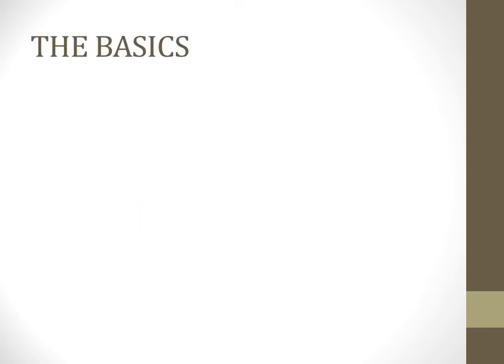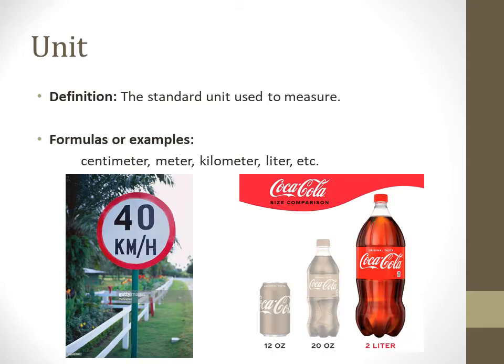So we will start with some basic information, the basics. All right, everyone, we will begin here with unit. A unit is the standard unit used to measure. Some examples include centimeter, meter, kilometer, liter, ounce, etc. And we see these every day, right? Driving down the road, we see speed limit signs. If we go into a store, we see ounces or liters on bottles. Okay.